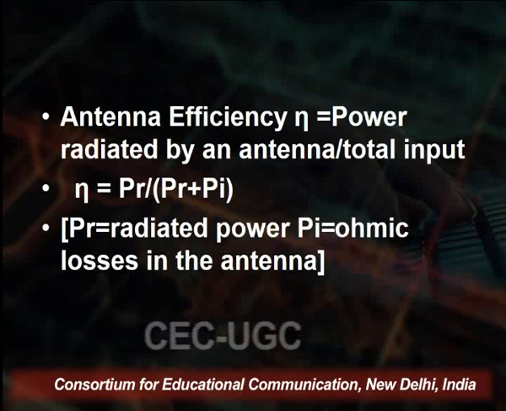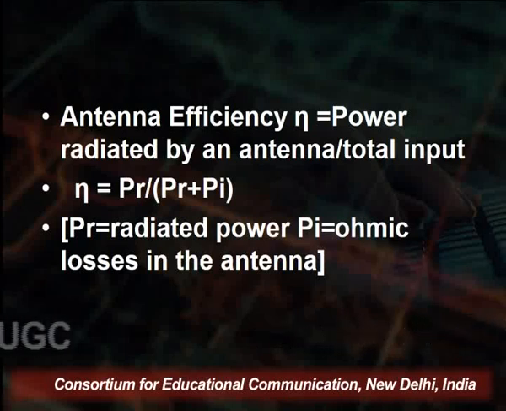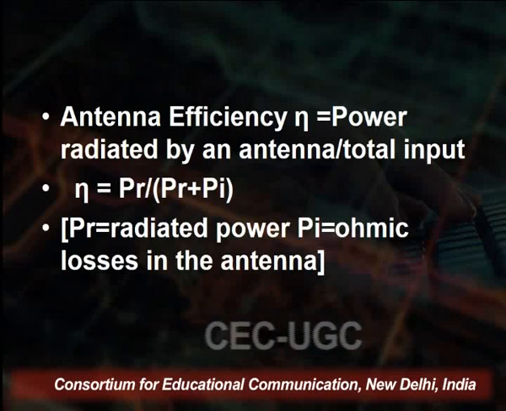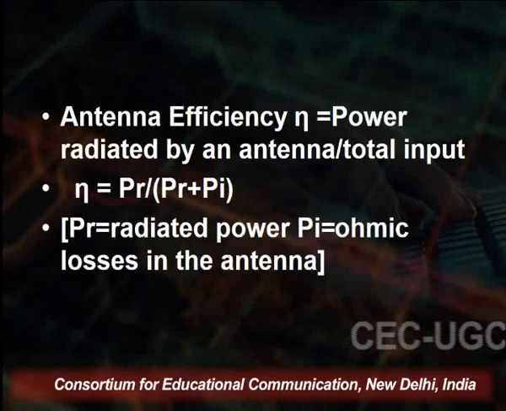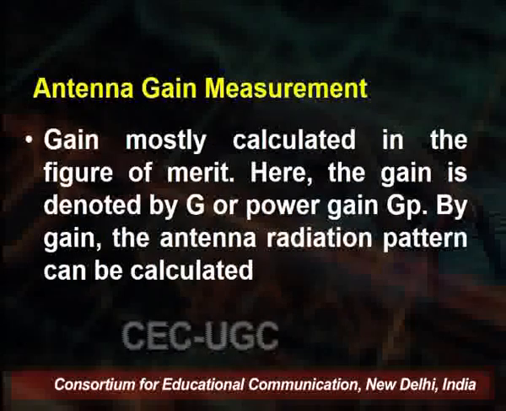Then eta is equal to P_R divided by P_R plus P_I. P_R is the radiative power and P_I is the ohmic loss in the antenna. As we know how much loss takes place and how much input we are giving, the power radiated by the antenna to the total power input is the antenna efficiency.